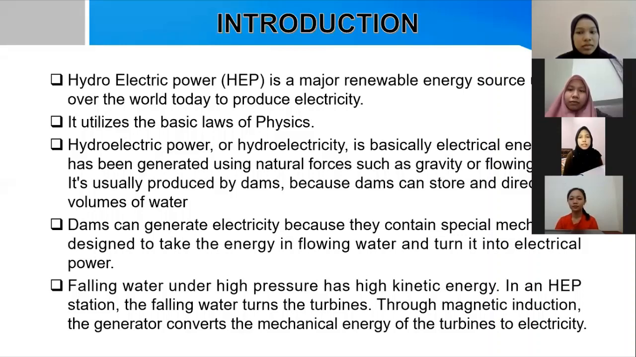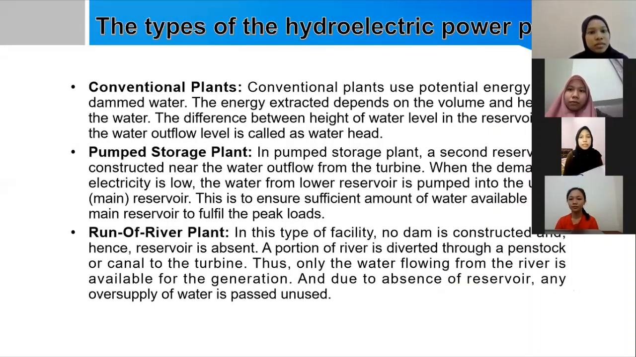Okay, next, berkenaan dengan the types of hydropower electric plant. Okay, basically, there are 3 types of hydroelectric power plant, which are conventional plant, pump storage plant dan juga run-of-river plant. Okay, untuk yang pertama, conventional plant uses potential energy from dam water. The energy extracted depends on the volume and height of the water. The difference between the height of the water level in a reservoir and the water outflow level is called the water head.